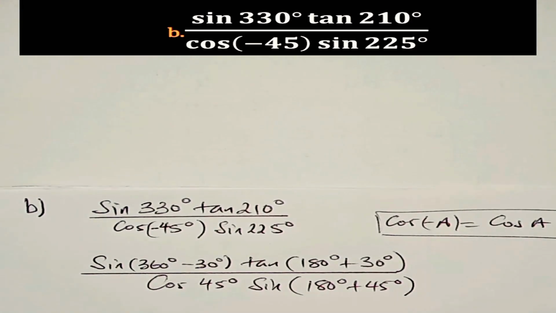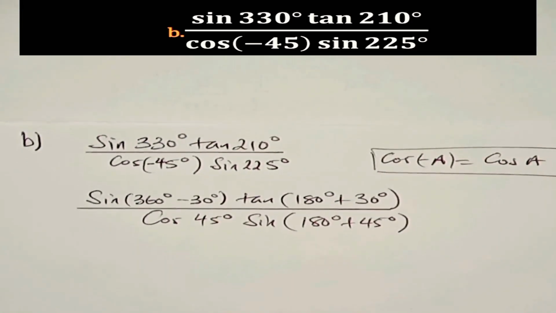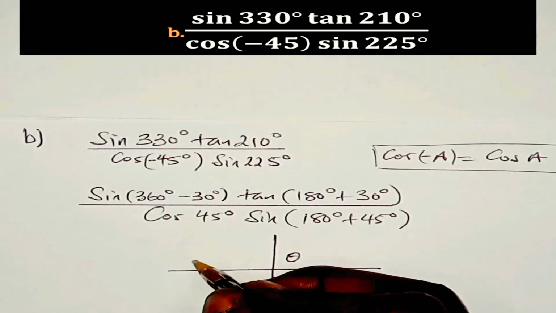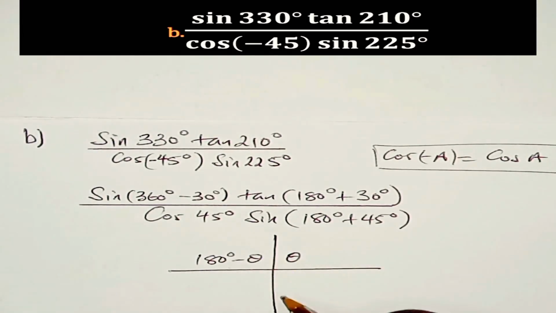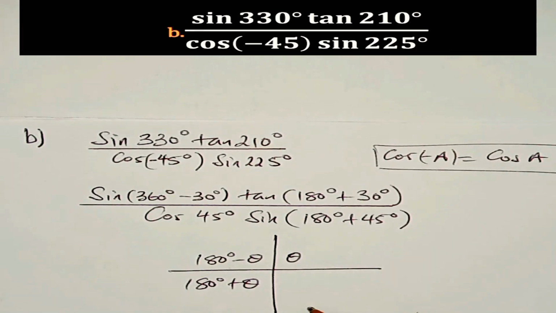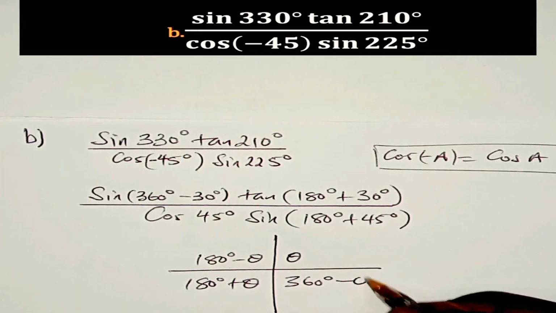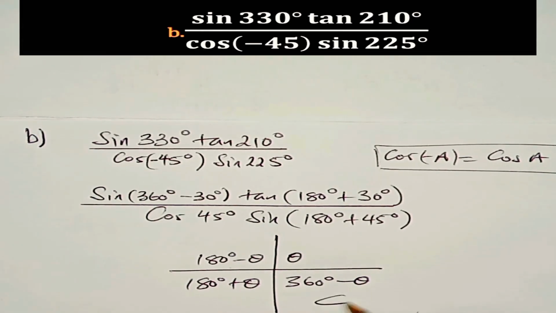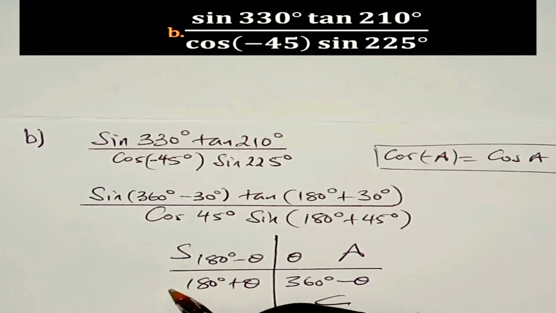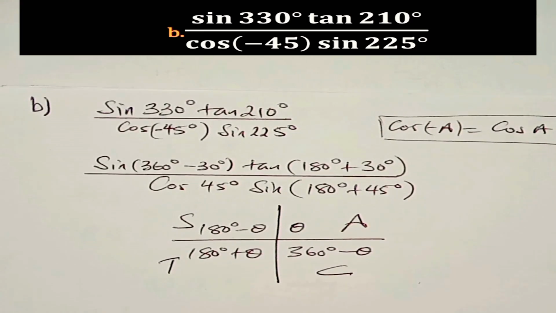All right. Now, at this stage, we shall use the CAST diagram. I'm going to make a quick sketch of the CAST diagram. We have theta, 180 degrees minus theta in the second quadrant, 180 degrees plus theta in the third quadrant, and we have 360 degrees minus theta in the fourth quadrant. Cos is positive in that quadrant. All of them are positive in the first quadrant. Sine is positive in the second, and tan is positive in the third quadrant. So let's use the CAST diagram to evaluate this term, and that term.